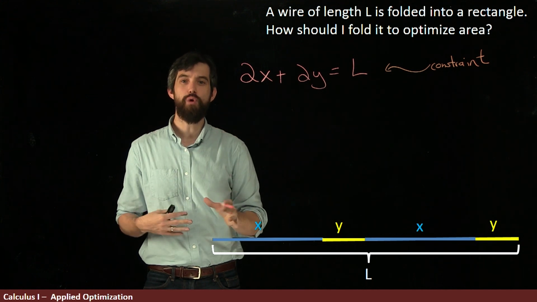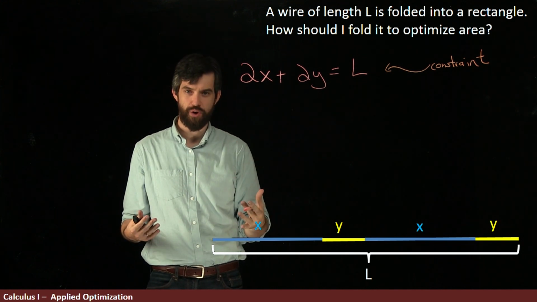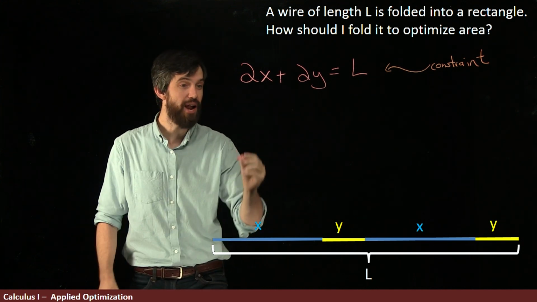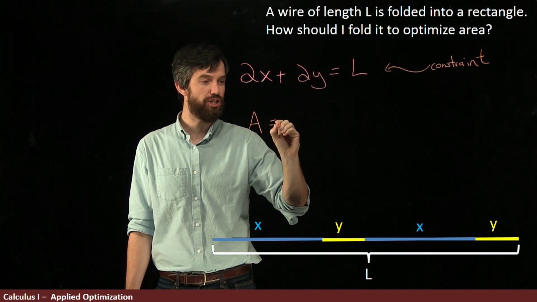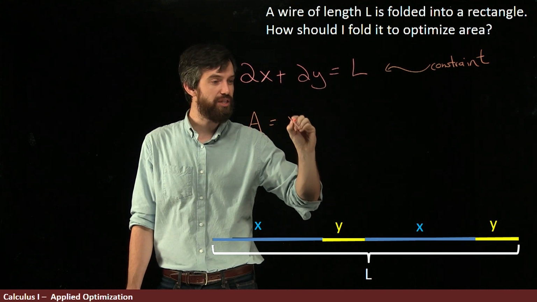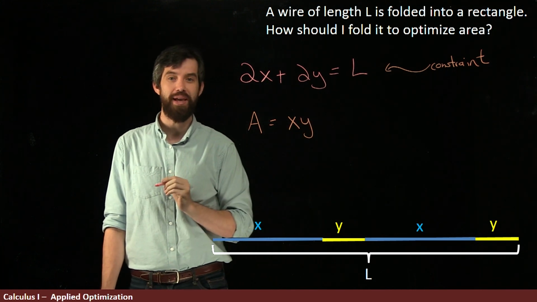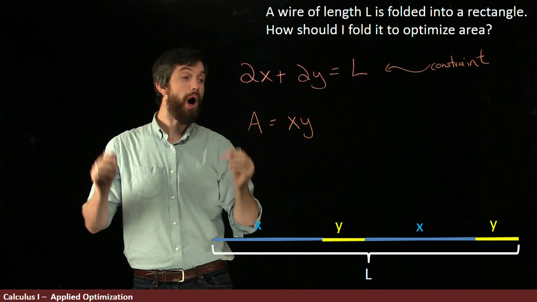My second equation is the so-called optimizing equation. The thing I care about is the area. So this is what I'm actually interested in. I want to maximize the area. And this is just going to be, it's a rectangle, just the X times the Y, the base times height. This is my optimizing equation.